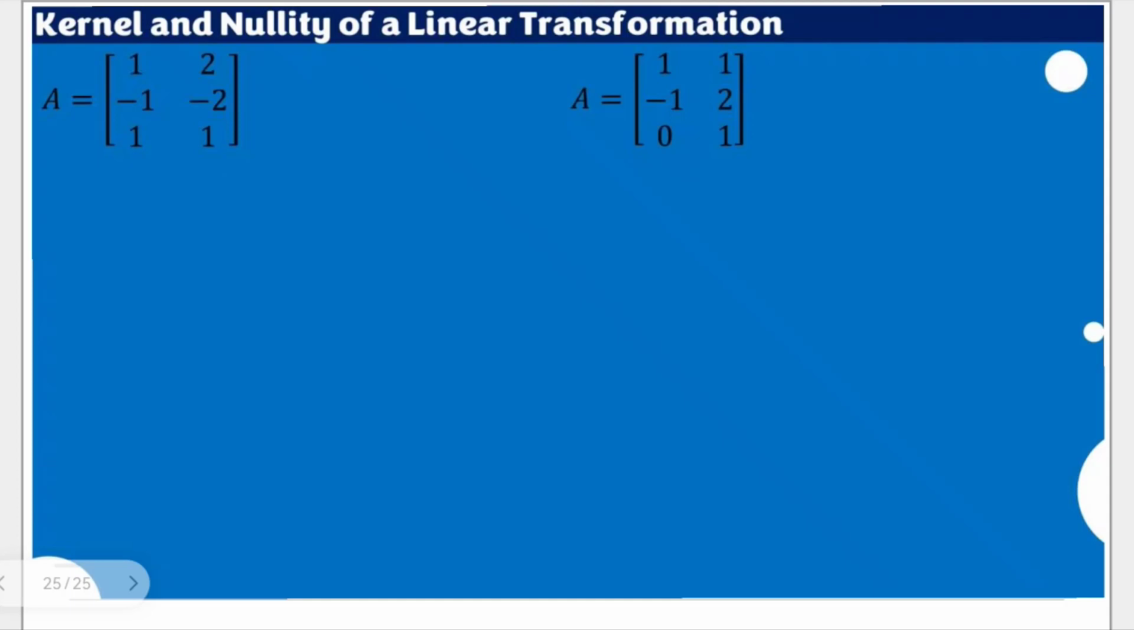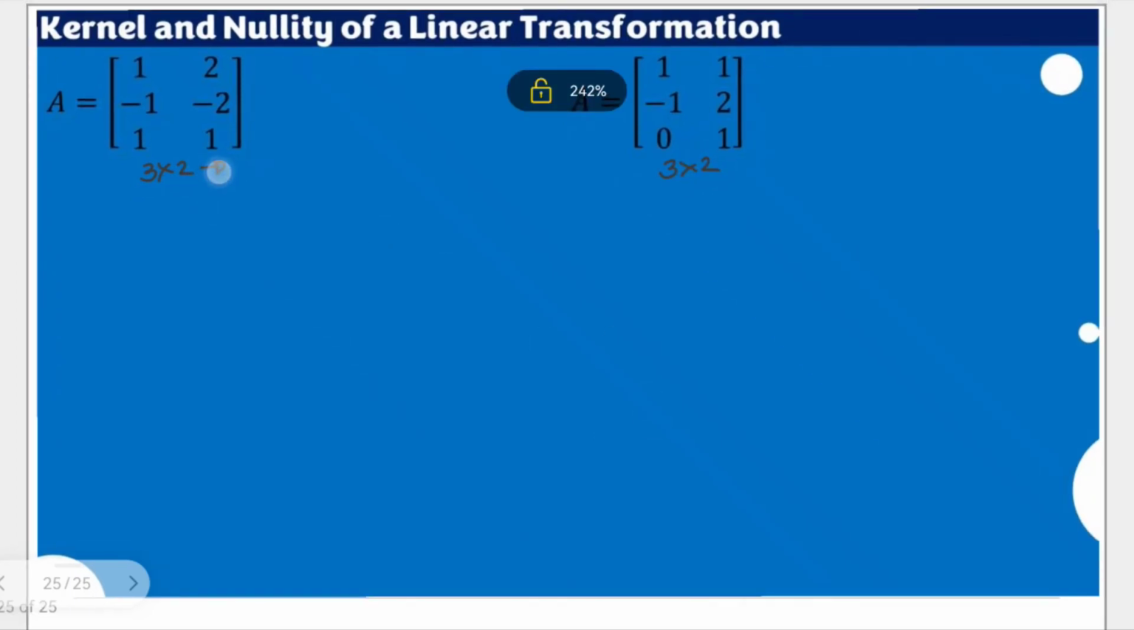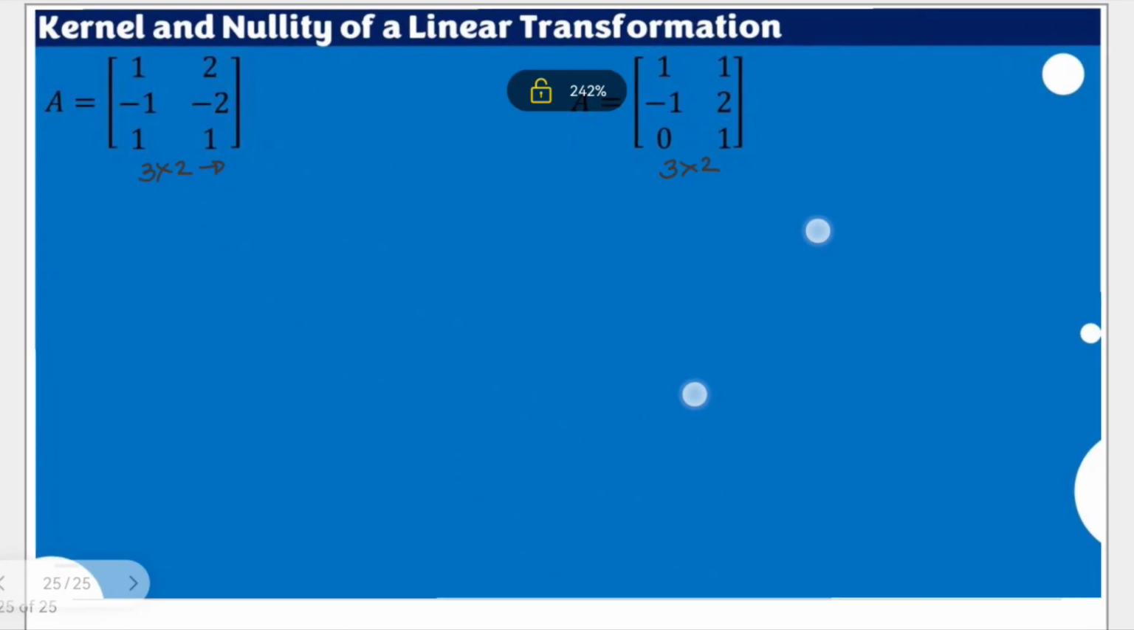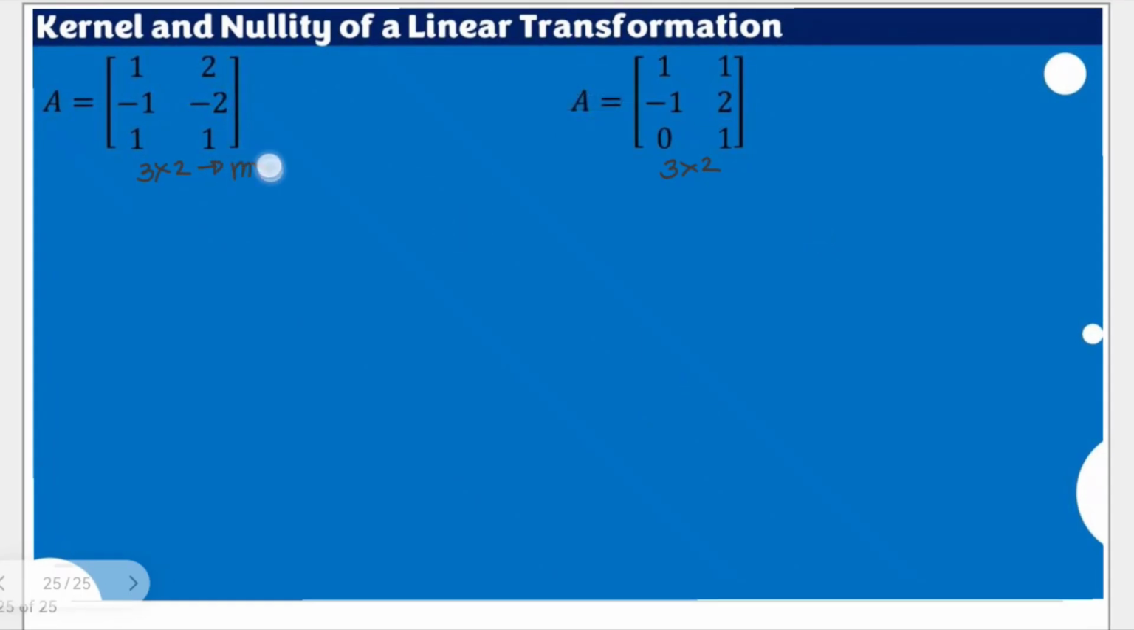Take note here, this is a 3 by 2 matrix, same as here, 3 by 2 matrix. So following the pattern for m by n, m is 3 and n is 2. Why do we need that? Because the linear transformation defined by a matrix is in this form, Rn to Rm. Since our n is 2, we have R2 to R3.